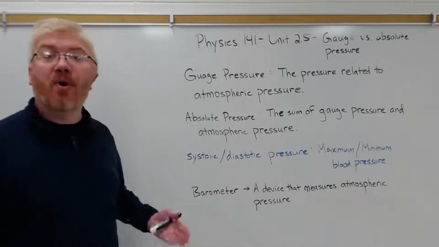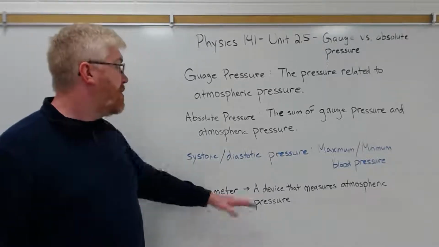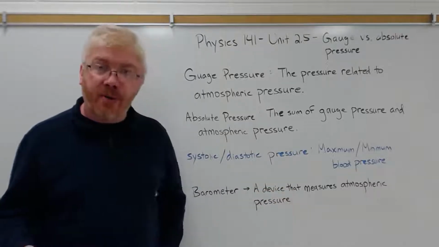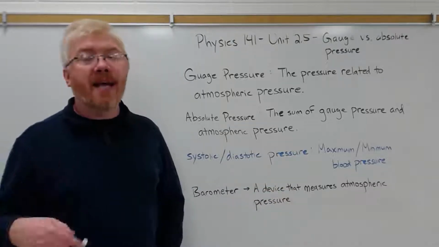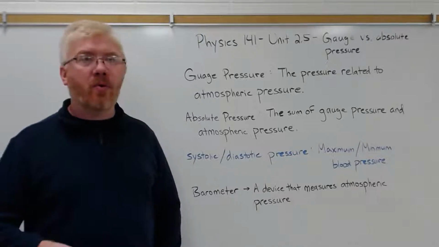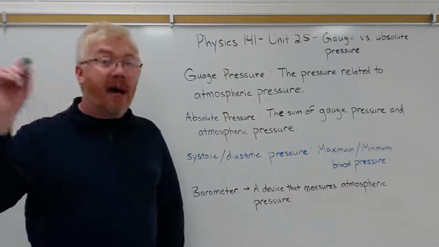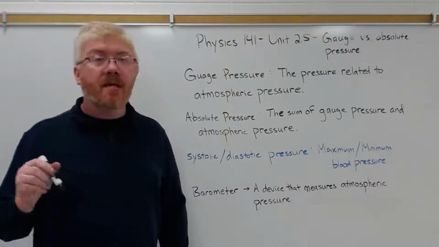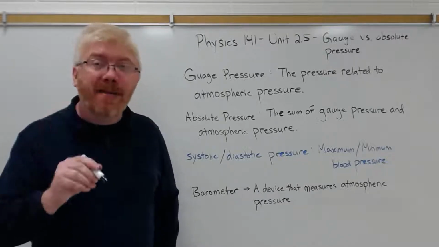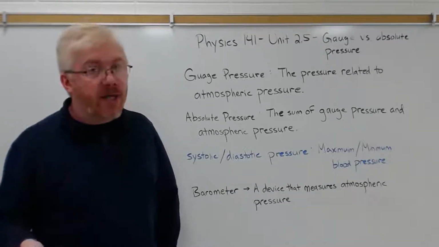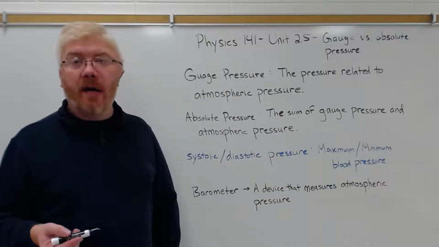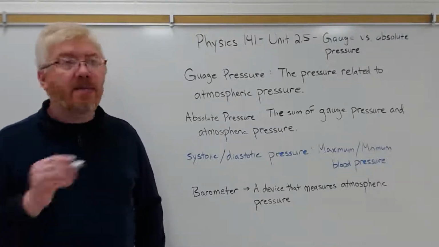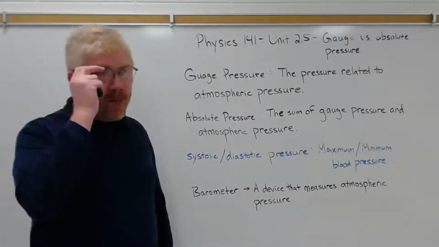And then another term, barometer. A barometer is just a device that measures atmospheric pressure. So again, if you go to any weather app that you might have on your phone or watch the Weather Channel, it'll talk about high pressure systems and low pressure systems. Sometimes you can actually get a measurement out of the pressure. Usually in the US, it's inches of mercury. Sometimes it's in bars, but usually it's inches of mercury.